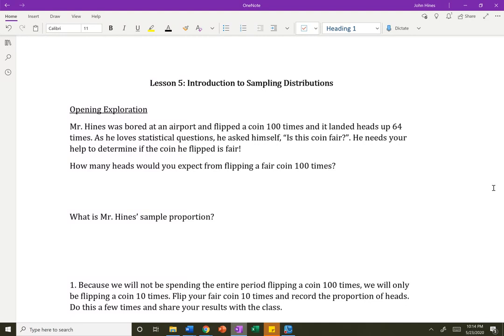So Mr. Hines was bored in an airport and flipped a coin 100 times, and it landed heads up 64 times. As he loves statistical questions, he asks himself, is this a fair coin? He needs your help to determine if the coin is fair or not.